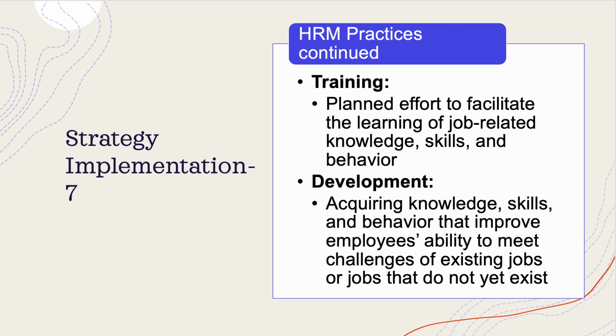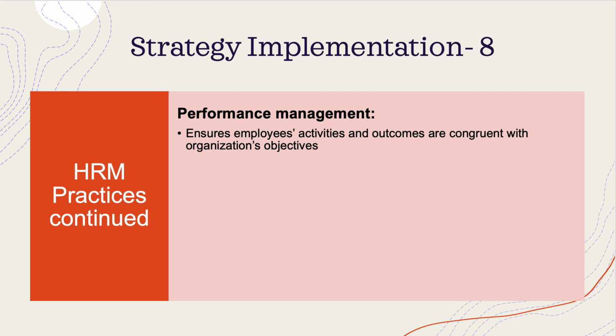So we see training as the planned effort to facilitate the learning of job-related knowledge, skills, and behavior. And development is where we go about acquiring those and the ways in which they improve our ability to meet the challenges of jobs that exist or don't yet exist. When we're looking at performance management, it's used to ensure that employees' activities and outcomes are congruent with the organization's objectives. It entails specifying those activities and outcomes that will result in the organization successfully implementing the strategy.